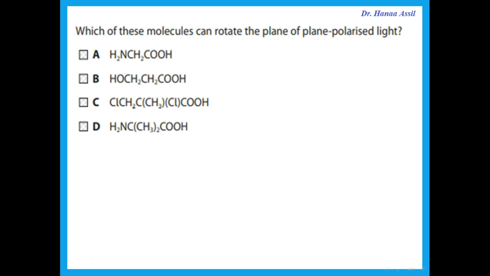Are we following? Okay, so let's take a look at some questions. It's asking which of these molecules can rotate the plane of polarized light? Well, we said in order to rotate the plane of polarized light, it has to have a chiral center. What's a chiral center? A carbon with 4 different groups. So we need to draw each of these. So let's draw A. If you draw A, this is what it looks like. Does it have a chiral center? Does it have a carbon that is attached to 4 different groups? It doesn't. That means it cannot rotate the plane of polarized light.